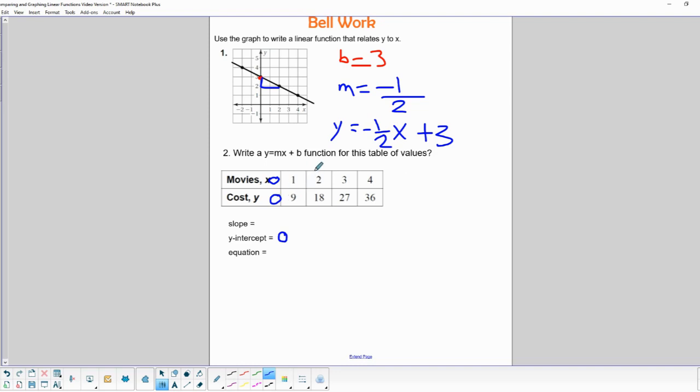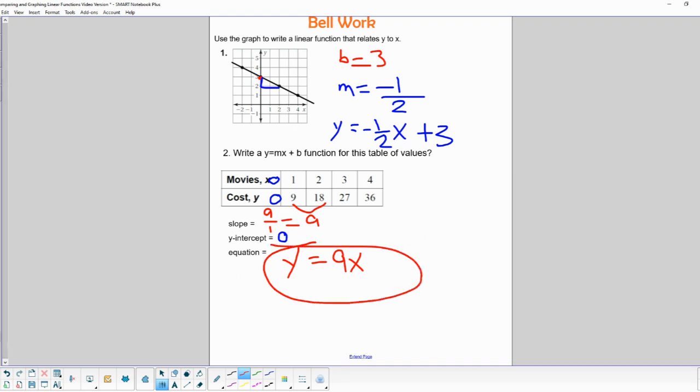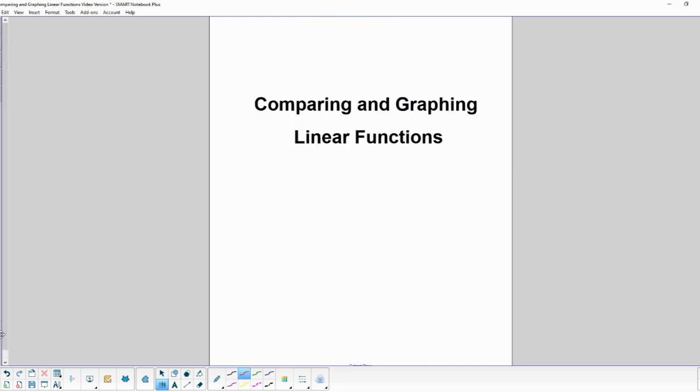Now my slope, we've kind of alluded to it, change in y is 9. Change in x is 1. So my slope is just 9. And my equation then would be y equals 9x. And that's it. No plus or minus on the end because the y-intercept was 0. Okay, very good. So let's move along then.